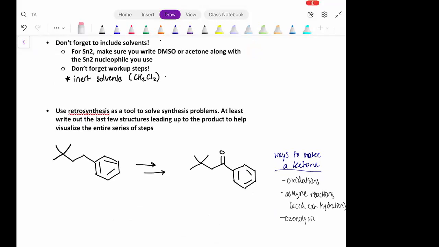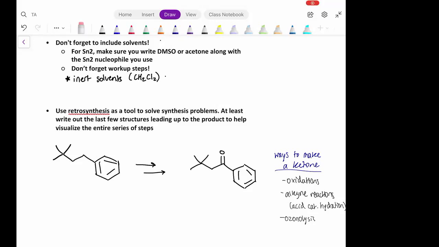Personally, I always start from the beginning, and I only use retrosynthesis as a tool when I'm stuck and I don't know how to get from the starting product to even an intermediate product. But a lot of people also use retrosynthesis to solve their entire synthesis. So it's really up to you, but this is my personal way of doing things. I use retrosynthesis as kind of like a last resort.